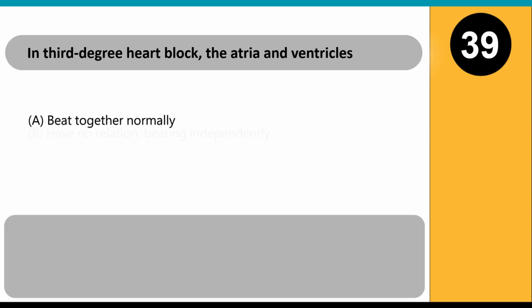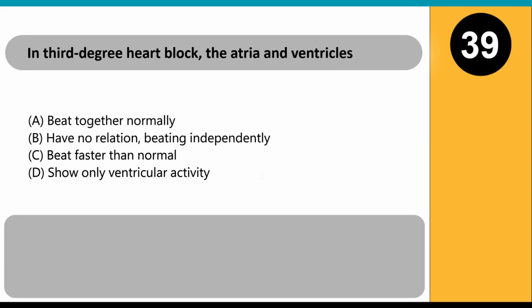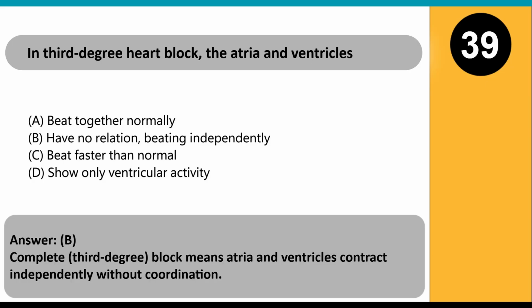In third-degree heart block, the atria and ventricles: A. Beat together normally. B. Have no relation, beating independently. C. Beat faster than normal. D. Show only ventricular activity. Answer B. Complete, third-degree, block means atria and ventricles contract independently without coordination.